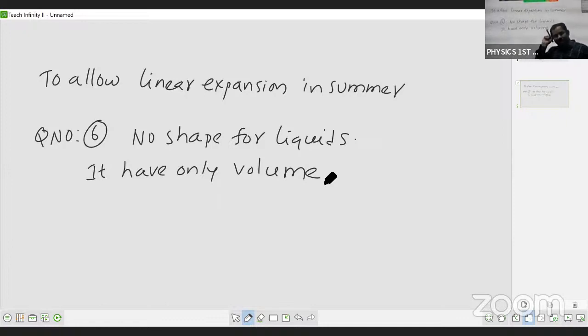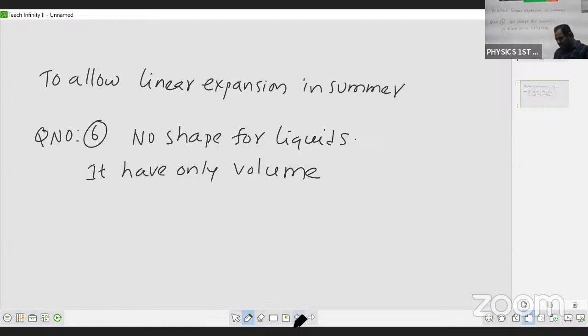If there were shape, either length or area would come in. That is why, as shape is absent, we have only the volume expansion coefficient, and also apparent expansion and real expansion. You just write: no shape for liquids, it has only volume. Enough. That's why we have only the volume expansion coefficient.